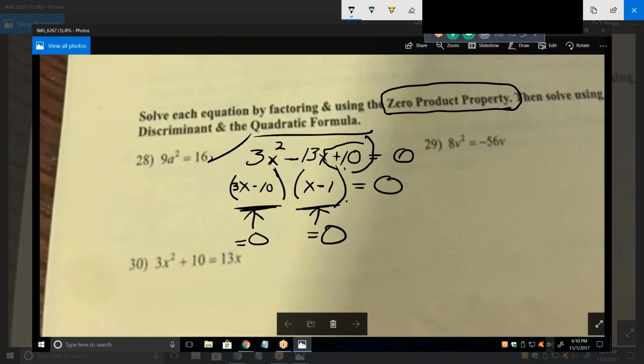Okay. Now solve it. So I've got 3x minus 10 equals 0. Finish solving that. That'll tell us what one x solution is.